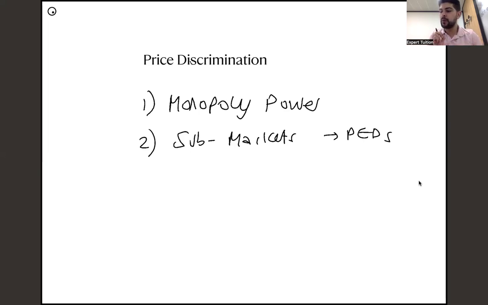We'll deal with that later. But the point is this, that if we had the same elasticity for students and adults, it would not make sense to charge different prices because the profit maximizing price would be the same for both sub-markets. So that's number two. Now, number three.